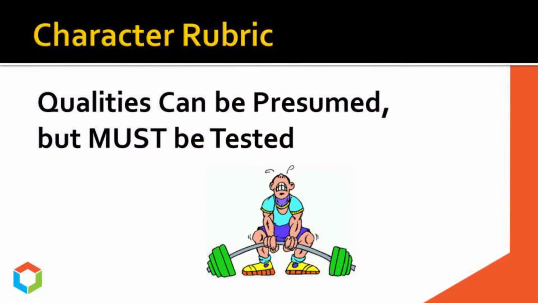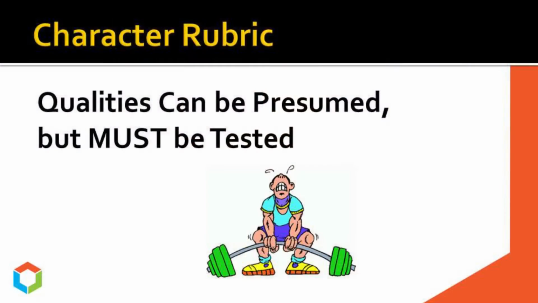The other thing about this character rubric, and I'm going to be a little nitpicky here, is that a quality can be presumed. Okay, I haven't seen you be pugnacious. I haven't seen you be not gentle. So I'm right now presuming. I've seen your life, but I'm presuming that you have this quality. But ultimately, that quality has to be tested.